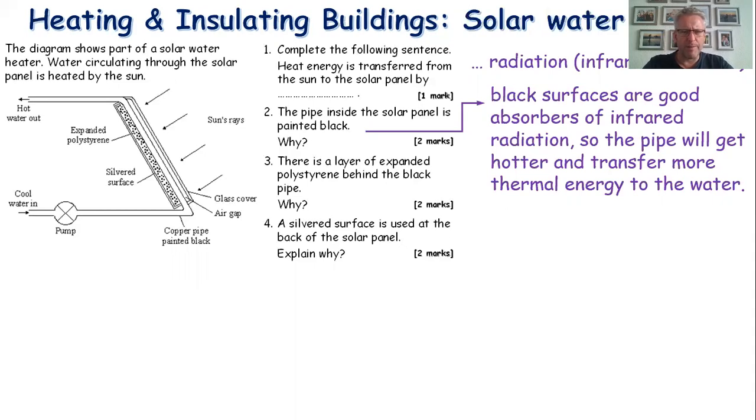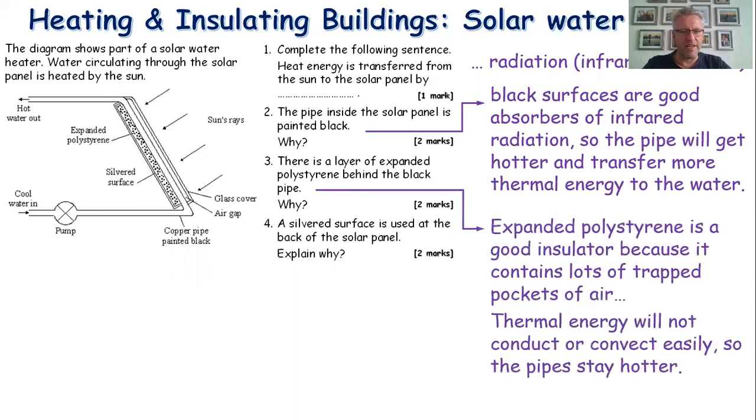Right, there's a layer of expanded polystyrene behind the black pipe. Why? Well, expanded polystyrene is a good insulator because it contains lots of trapped pockets of air. So the thermal energy will not conduct or convect easily, and so the pipes stay hotter. So when the pipes get hot, they stay hot. So we're insulating it so that those pipes don't lose that energy back into the back of the heater and into the atmosphere behind it.